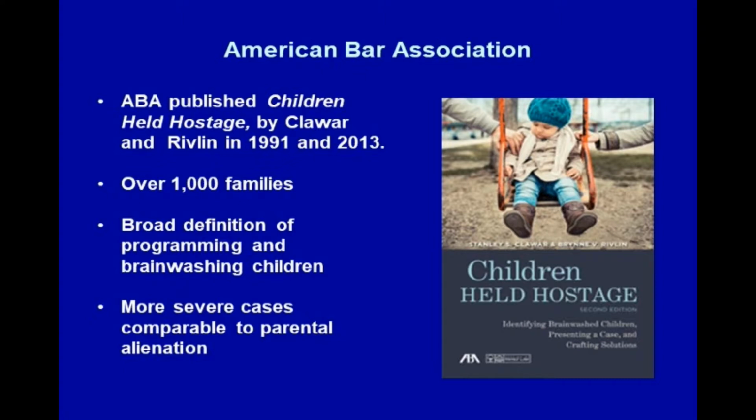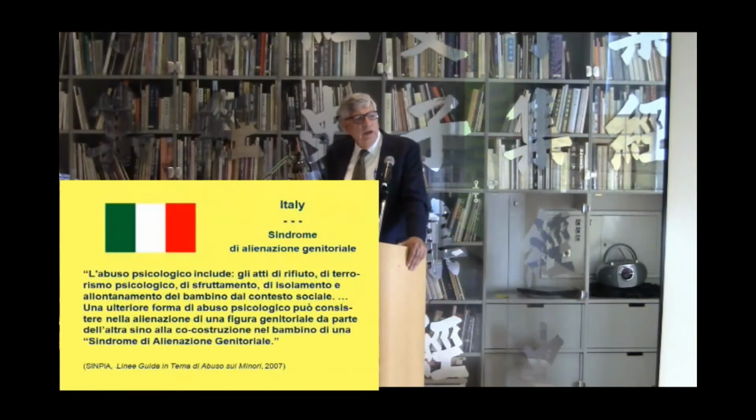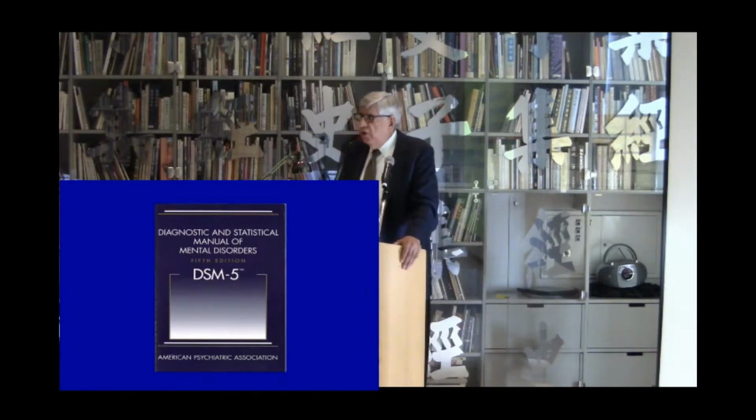I know some of you are from Italy, I think. We're going to be coming here today, and there's an organization in Italy called SINPIA, which I can tell you what this means. This is a professional organization of physicians who are neuropsychiatrists, the neurologists and psychiatrists of children, and they have guidelines on child abuse. It's in Italian, but in English, these guidelines actually say that psychological child abuse includes the alienation of a parent figure by the other until the cooperation of a child in parental alienation syndrome. So this is just a really good example that we're not just talking about the United States, but there are other countries where professional organizations recognize this condition.